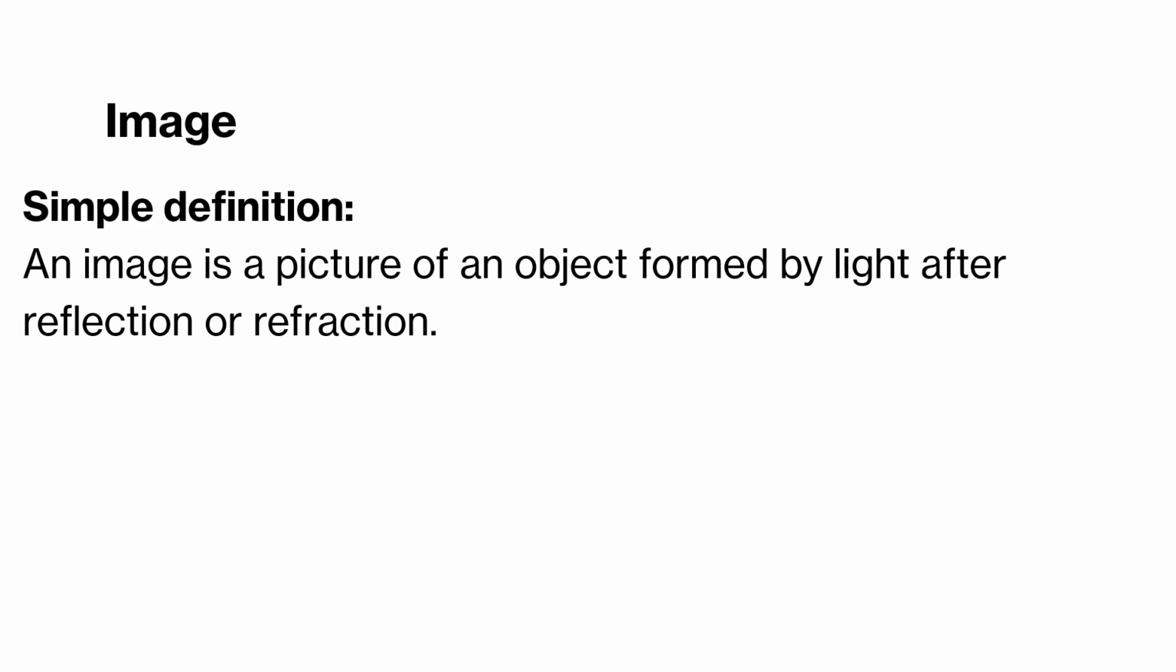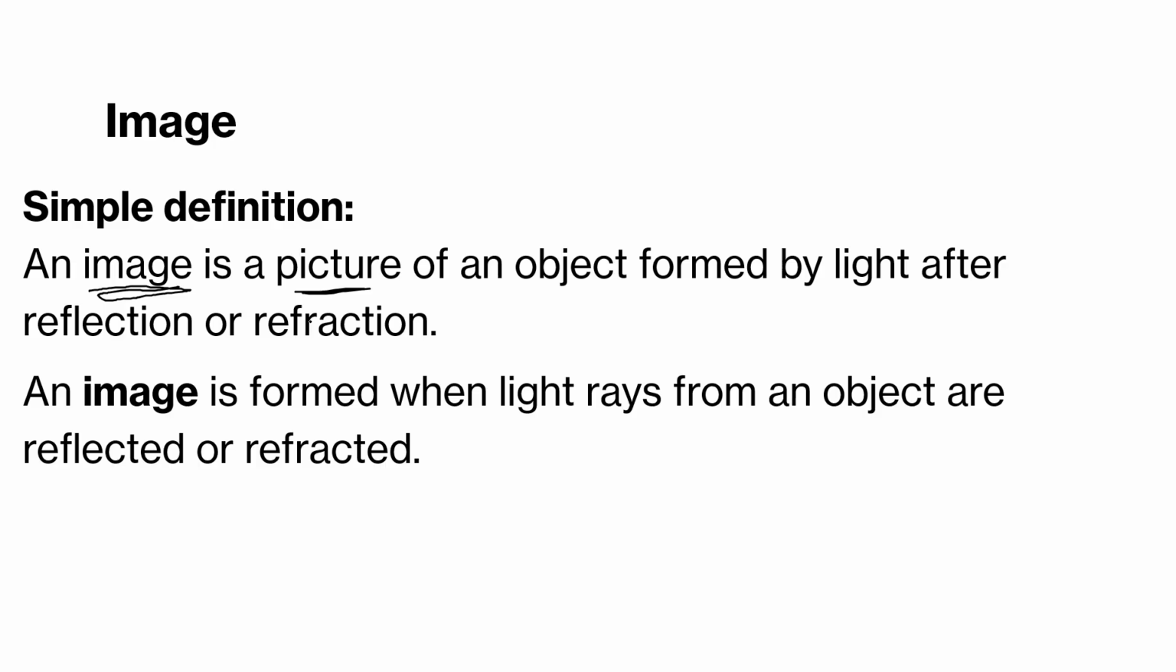When we talk about an image, we usually use it as a scientific word. It is nothing but a picture. The best example is when you look in the mirror, you see yourself. That picture is what we call an image. How are these images formed? When light rays from an object are reflected or refracted. In this chapter we will deal with reflection and refraction, but our main focus is reflection.